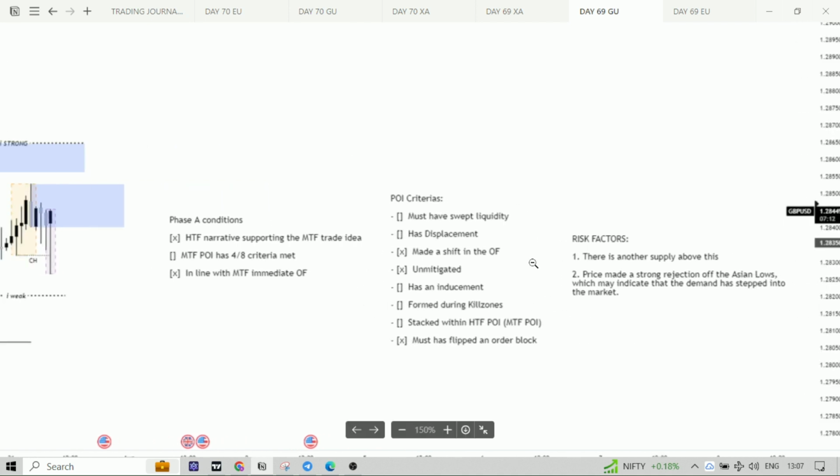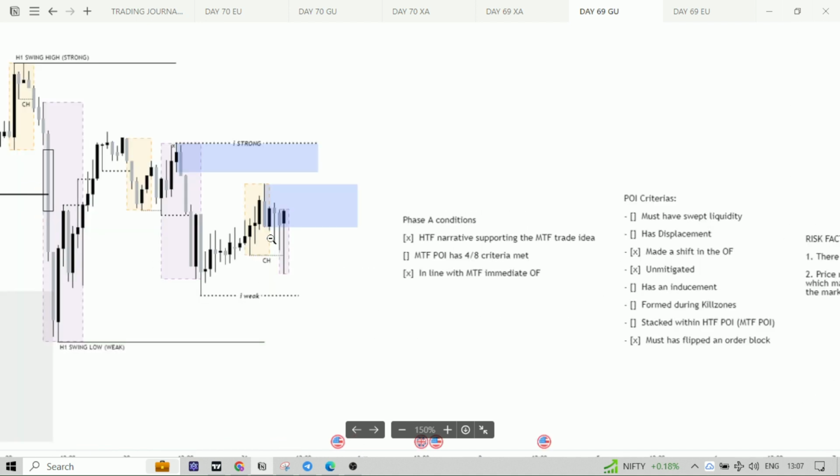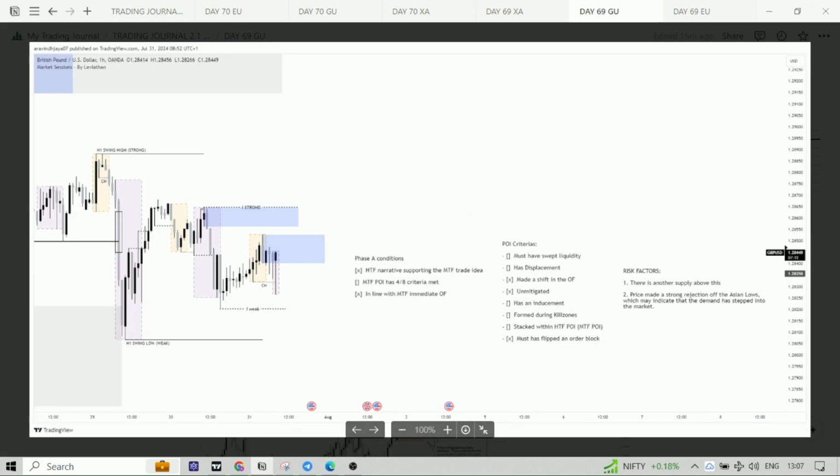Risk factor, there is another supply above. Price made a strong rejection of the Asian lows, which may indicate that the demand has stepped into the market. So this rejection also gave me some kind of fear of entering the trade. In the past, when I see these risk factors, I don't take trades because the fear of losing kicks in. So that's why I just changed my mindset.